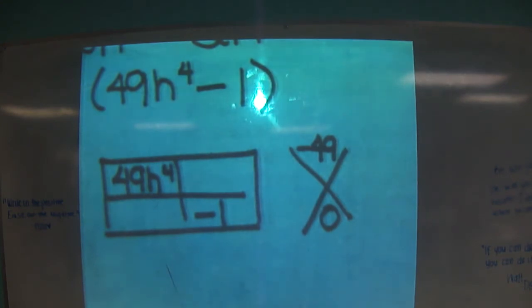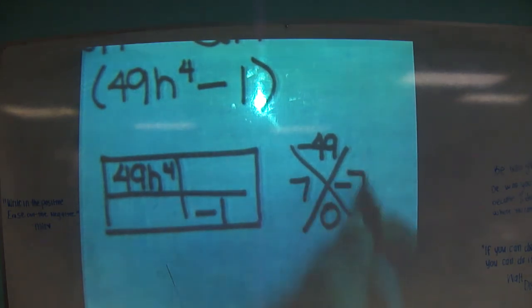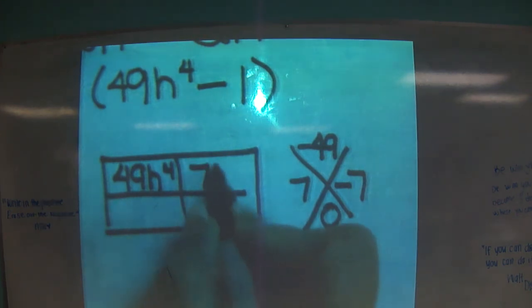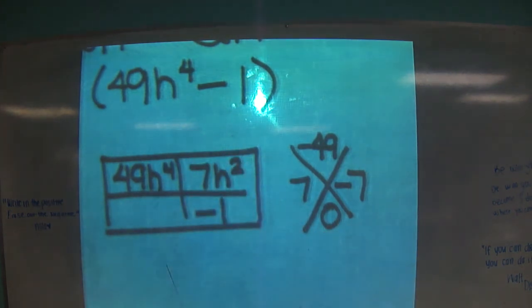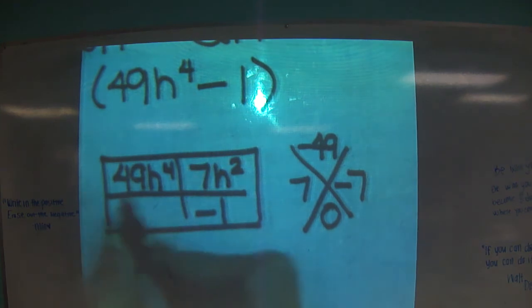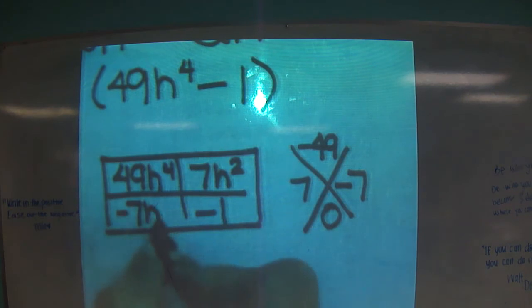What multiplies to be negative 49 and adds to be 0? 7 times negative 7. Perfect. This is going to be 7h to the 2nd, because h to the 2nd times h to the 2nd is h to the 4th. Negative 7h to the 2nd.